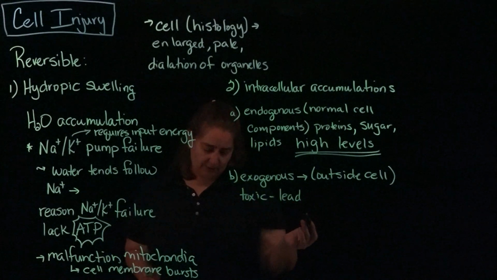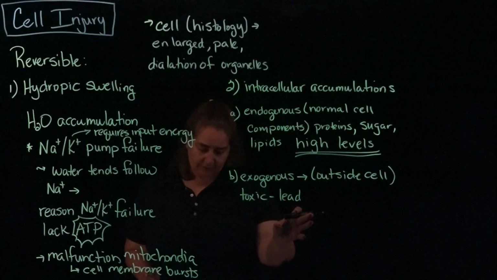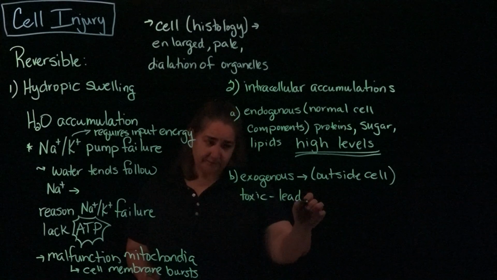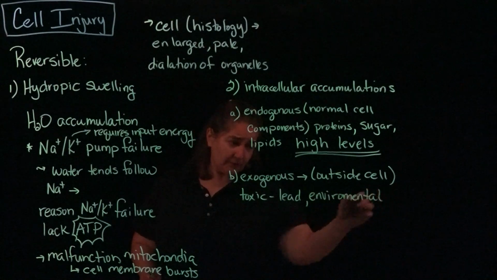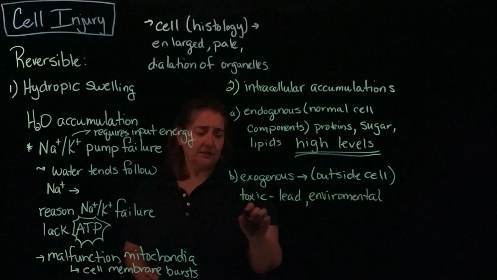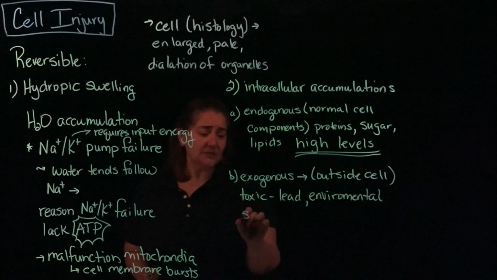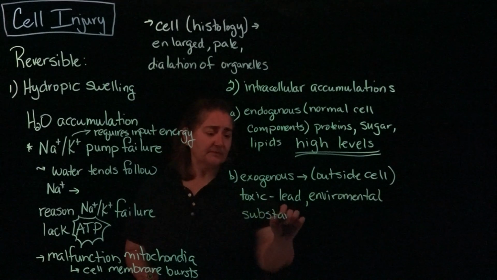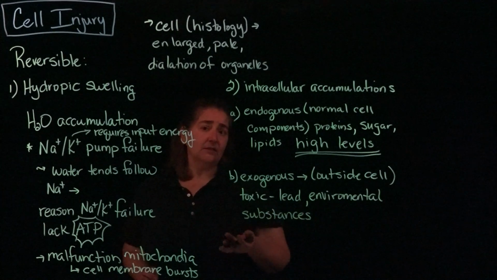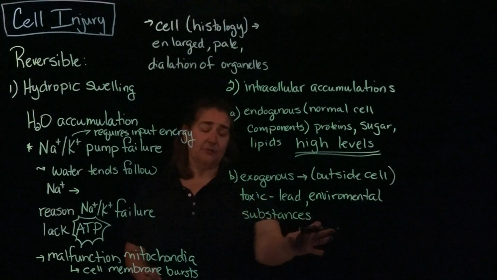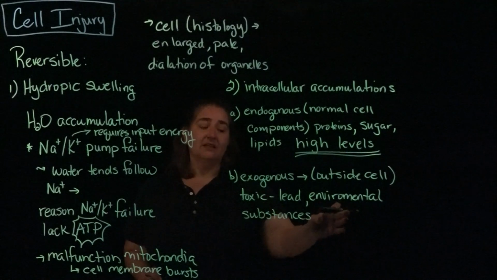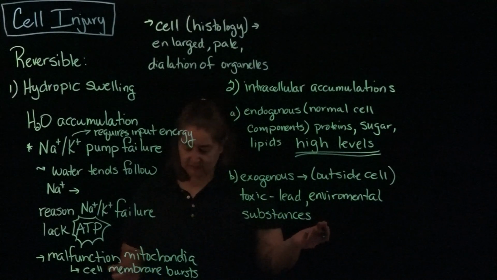You can have accumulation of other environmental substances. Sorry, I had trouble coming up with that word for some reason. You know, inhaling coal particles can result in things like black lung. That would be an intracellular accumulation that's resulted from something environmental. Okay?